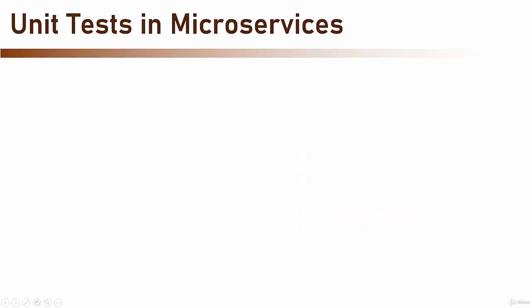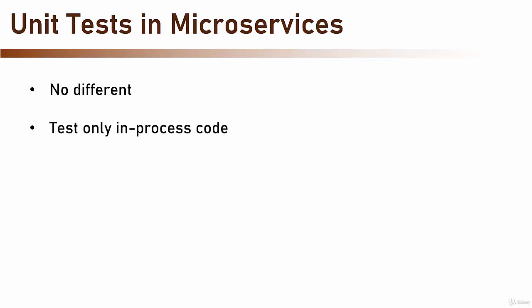Now, what do we do with unit tests in a microservices system? Is there any difference here? Well, it turns out the answer is no. Unit tests behave the same in microservices and monolith, and that makes sense. Since unit tests test only in-process code, they are not affected by the distributed nature of microservices, and they are completely oblivious to whatever happens outside the microservices boundary.